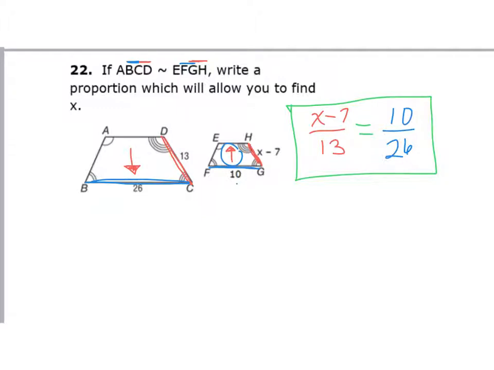Now remember, there's more than one way you could have started this, so to check to see if your answer is correct, if you're looking at a multiple choice and you don't get the same thing, check your cross multiplication. Make sure that your x minus 7 is across from your 26, and the 13 should be across from 10. As long as yours has the same numbers diagonally, then you're still okay.